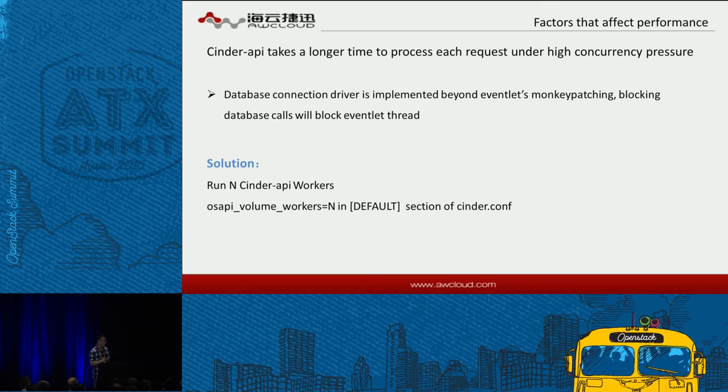So if there are many requests, our requests will be processed by Cinder API in serial. Cinder API is a performance bottleneck. The solution is very simple. We can run several Cinder API workers to solve this problem. In our environment, we set osapi_volume_workers to 10 at each node. Up to now, Cinder API works well for us.